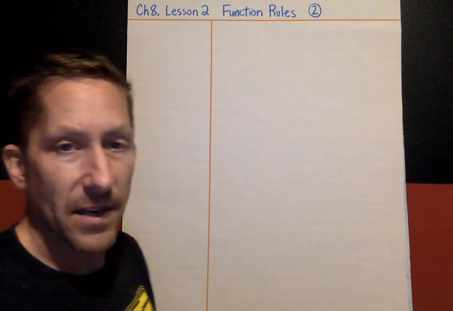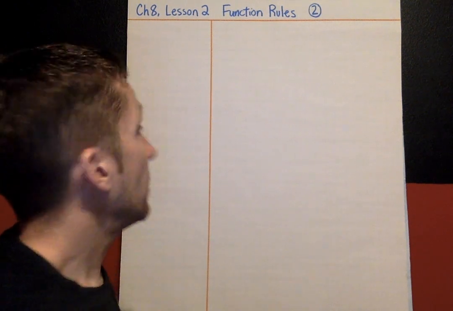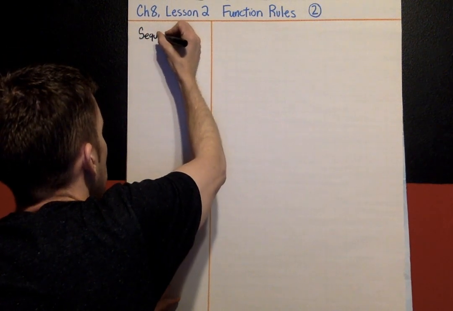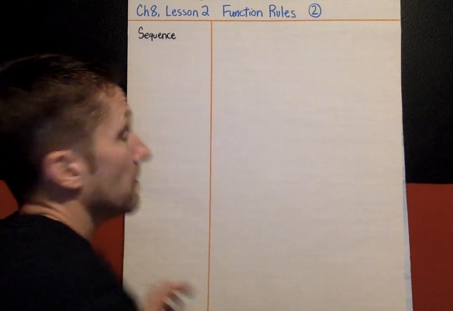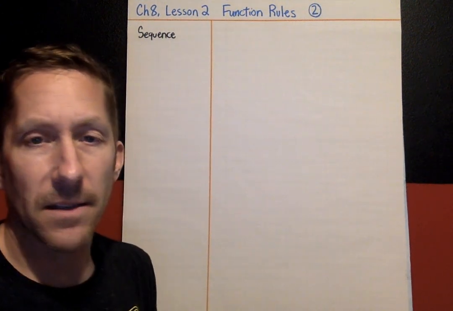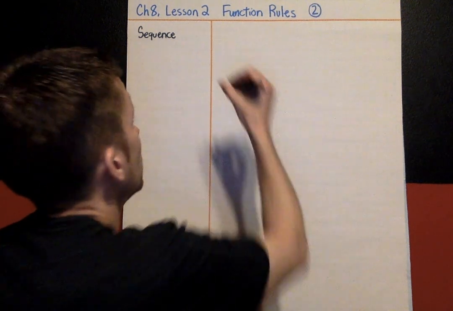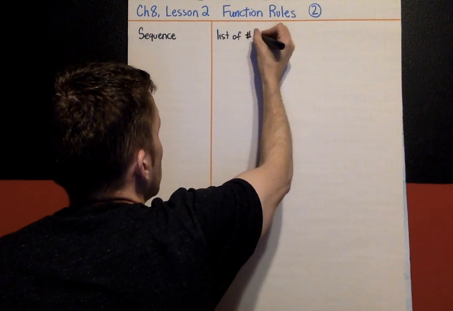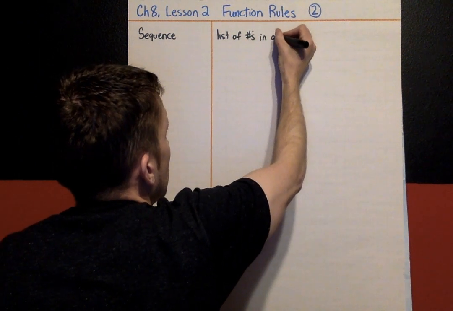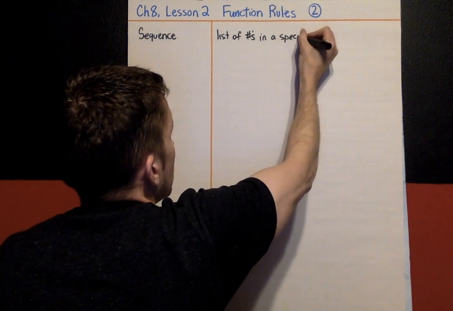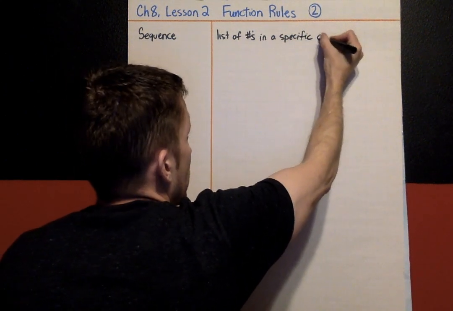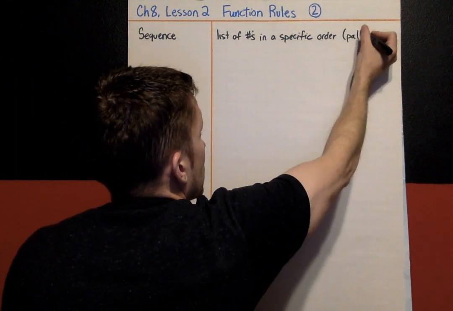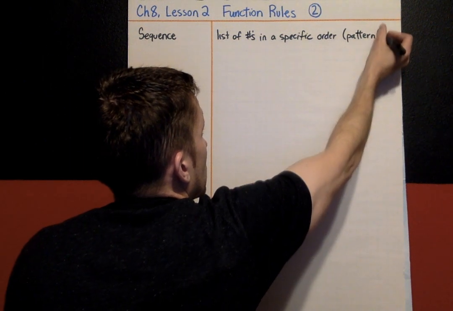We do have some vocabulary today as well, just like Lesson 1. The first word I want you to write down is a sequence. In math, a sequence is a list of numbers in a specific order. So, let's write that down: list of numbers in a specific order. Another way to think about that is there's a pattern to the numbers.